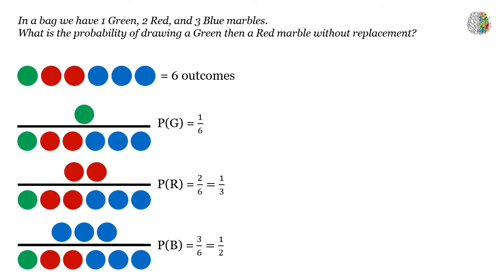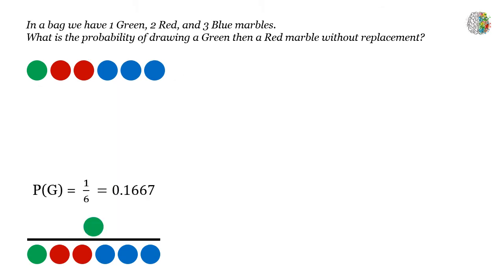Let's look at our next question. This one says, what is the probability of drawing a green, then a red marble without replacement? So once again, we have our 6 outcomes. Probability of green is going to be 1 out of 6, red is going to be 2 out of 6, and blue is going to be 3 out of 6. So if I'm going to choose a green first, then I'm going to start with the probability of 1 out of 6. I have 1 green out of my 6 marbles.